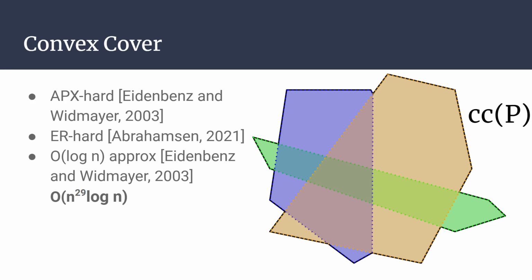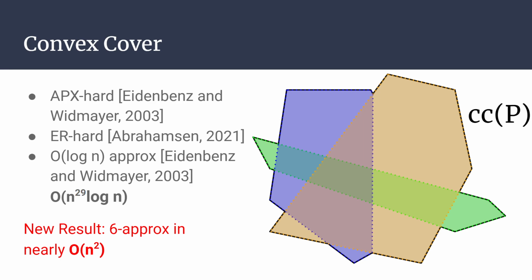And in terms of the positive results, we do have an approximation algorithm for convex cover. However, it's a log approximation. And this log approximation has an additional 16 behind it, which, I mean, is not terribly large, especially when we look at the runtime is n to the 29 log n. We were able to bring both of those down, not just the factor from log n to constant, but we also bring that constant in front down to a 6. We have a 6 approximation.